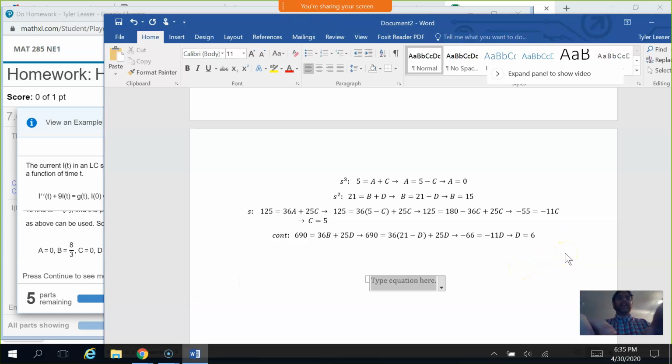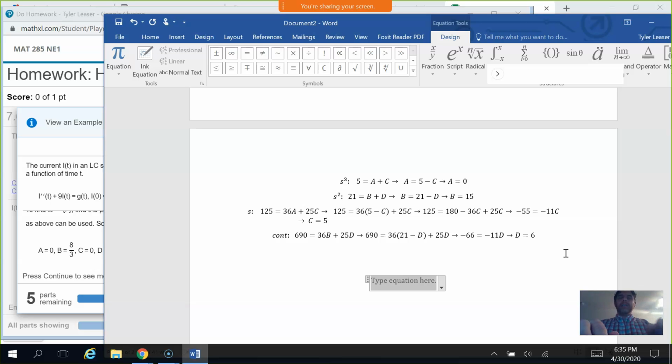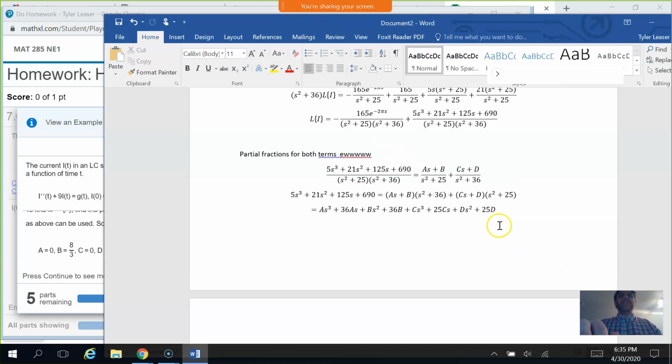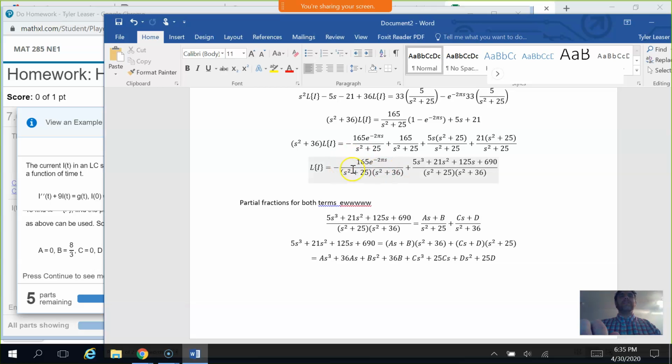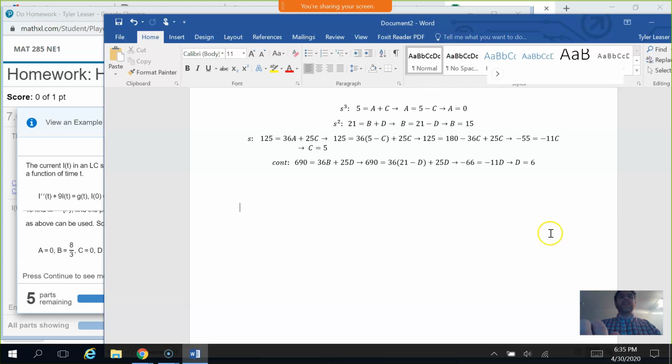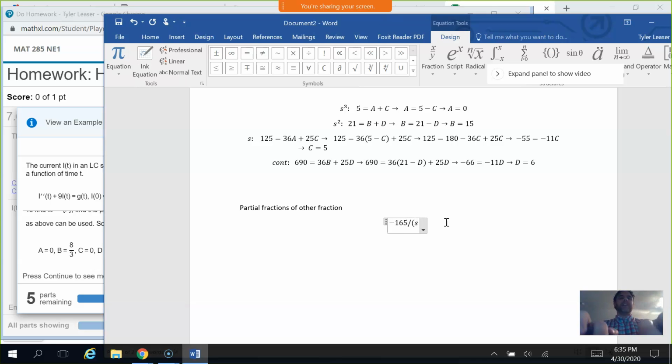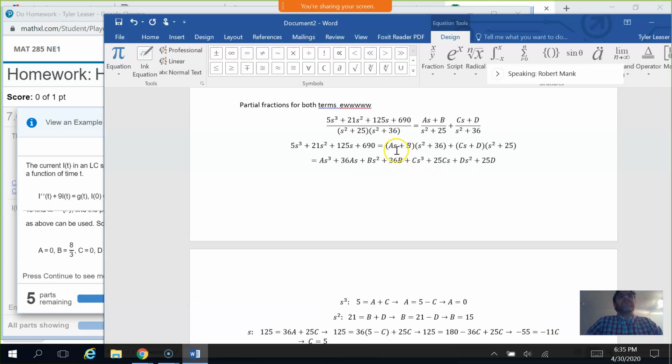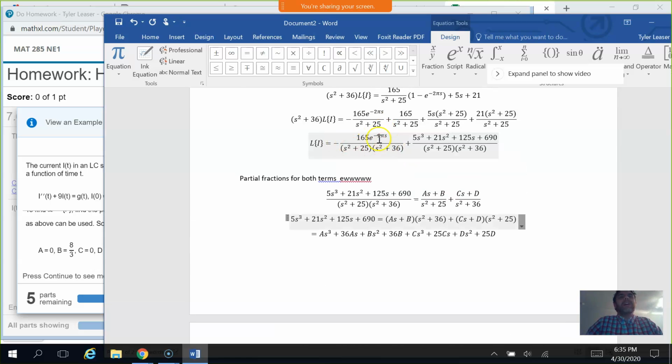Okay. All right, so what all of this means... oh, you know what? Before we even figure out what this means, let's go ahead and do the partial fractions of this other one. So the other one that we're looking at is the one that has a negative 165 above the s squared plus 25 times s squared plus 36. We want to ignore the e thing because we're just going to leave that e thing multiplied on the outside of my fractions.